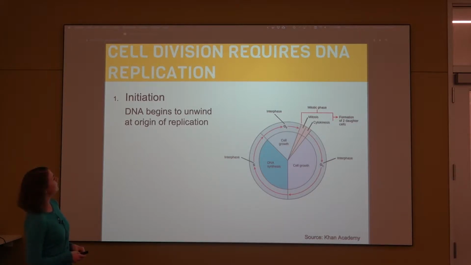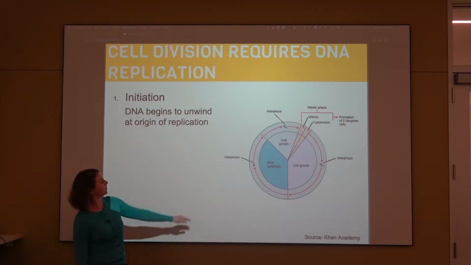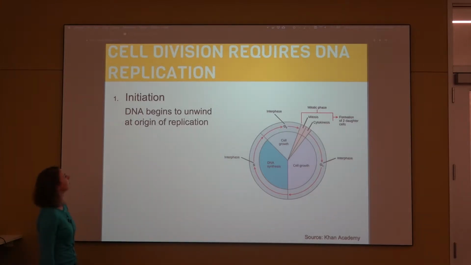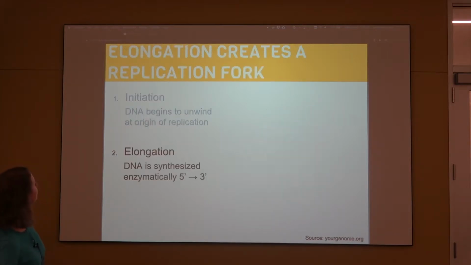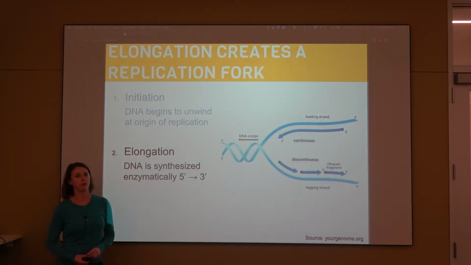And this begins with the unwinding of the DNA double helix structure at the origin of replication. And DNA replication occurs during the DNA synthesis phase in interphase of the cell cycle. Elongation creates a replication fork in the DNA.